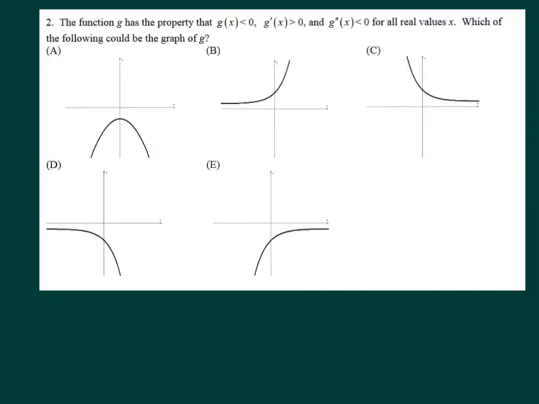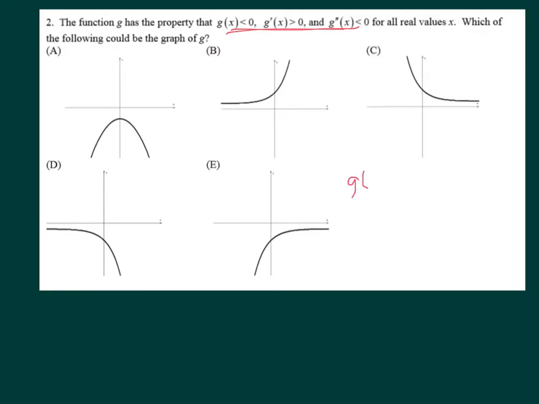Okay, this next question is actually a pretty popular question on the AP exam, or something like it. The function g has the property g of x is less than 0, g prime of x is greater than 0, and g double prime of x is less than 0 for all real values x. Which of the following could be the graph of g? It's really important that we're able to break down the information that they give us in order to analyze that and then make a correct decision. So I'm going to take apart these 3 critical pieces of information and see what they tell us.